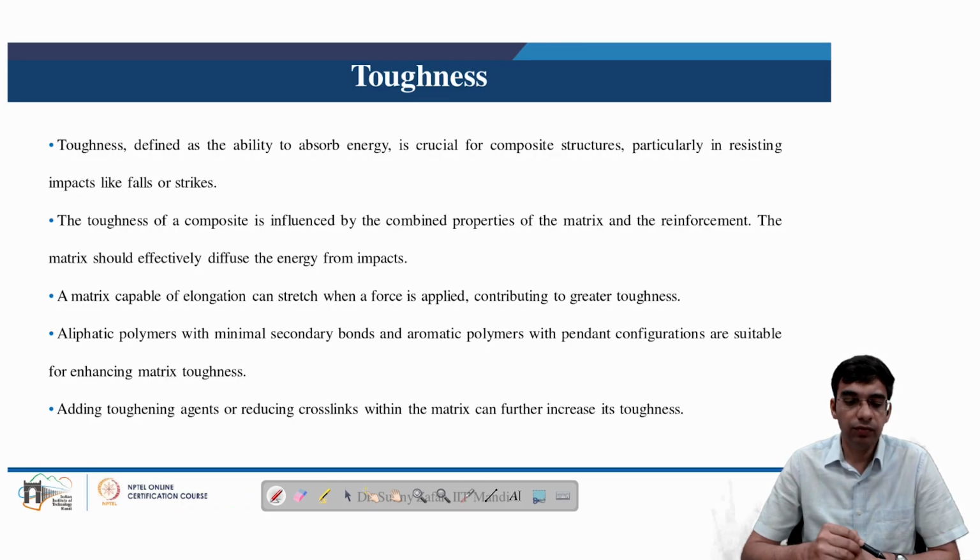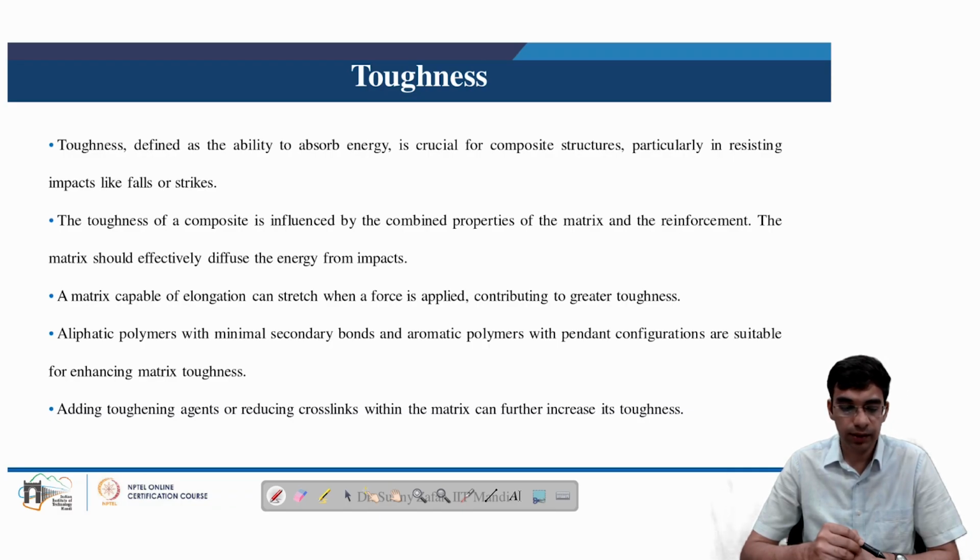It is the matrix which would effectively diffuse the energy from the impacts, because it is the matrix of the composite which is covering it from the outer surface and is first coming in contact with impact of any type. So a matrix which is capable of elongating or stretching when force is applied can contribute to greater toughness. Aliphatic polymers with minimal secondary bonds and aromatic polymers with pendant configurations are well suited to provide matrix toughness.